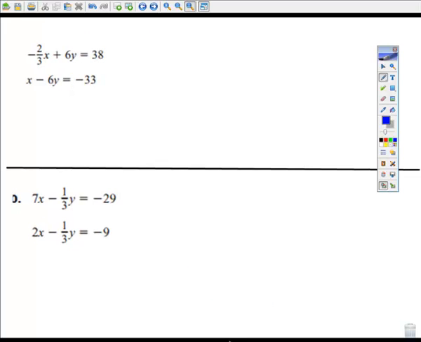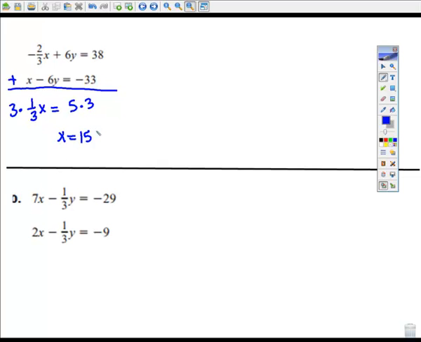Let's do another one. Here they are stacked. Notice that my x's are not exactly alike or exactly opposite, so I'm going to move on. My y terms now are exact opposites. If they're exact opposites, you go ahead and add. So here I get a negative 2/3 x plus 1x is going to give me a positive 1/3 x. The y's drop out. 38 plus negative 33 is 5. I can multiply now by 3, and x equals 15.